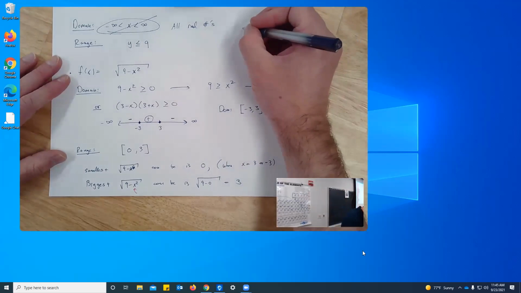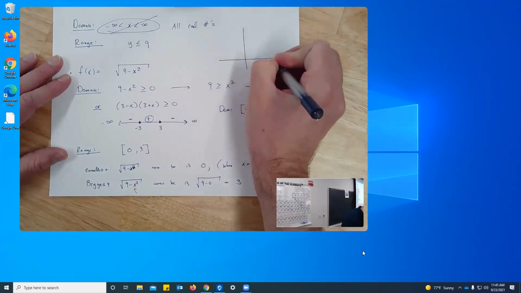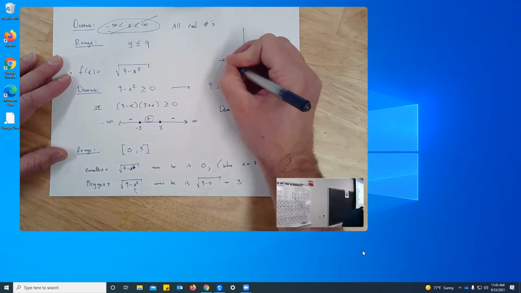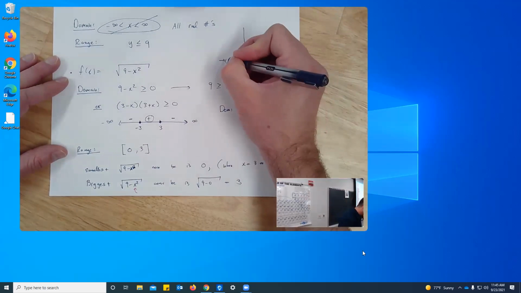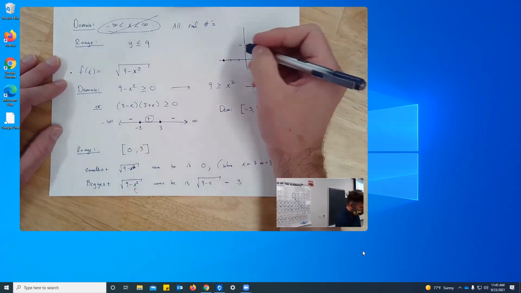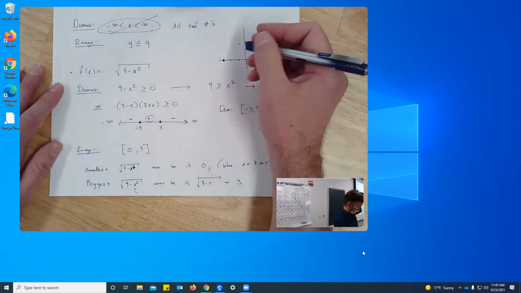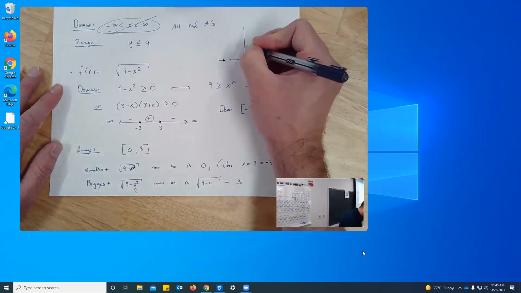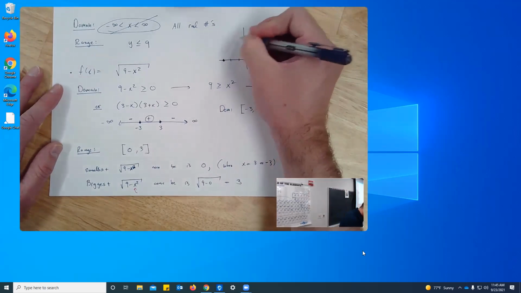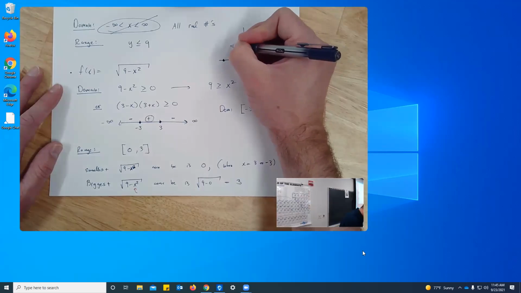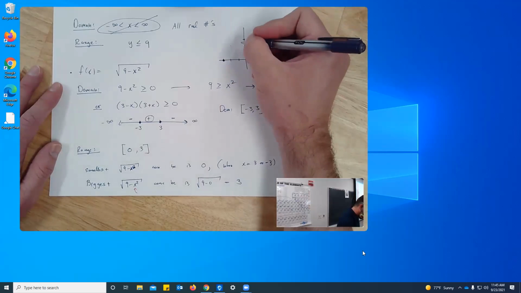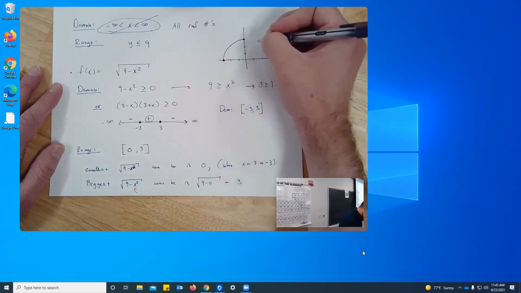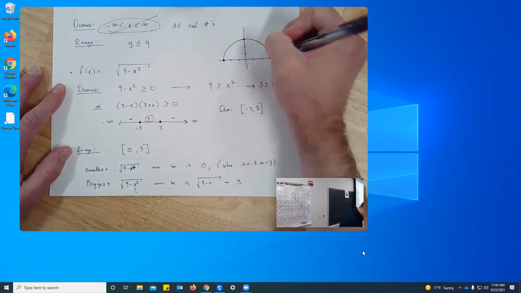So if we graph this, if x is negative 3, we get 0. If x is negative 2, we get the square root of 5, which is 2 point something. If x is negative 1, we get the square root of 8. And then if x is 0, we get 3. And then it looks the same over here. Also an even function.